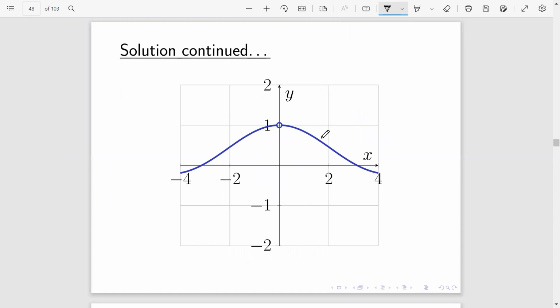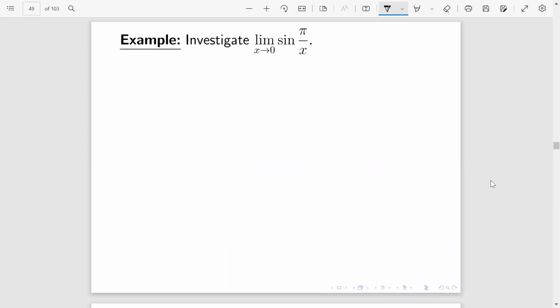As you can see from this function here, the function is not defined when x is 0, but when x is approaching 0 from the left and also from the right, the y values are increasing and approaching 1. So even though the function is not defined at 0, the limit is equal to 1. I hope that makes sense.